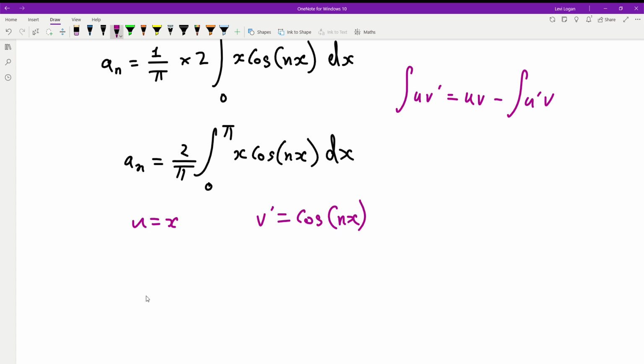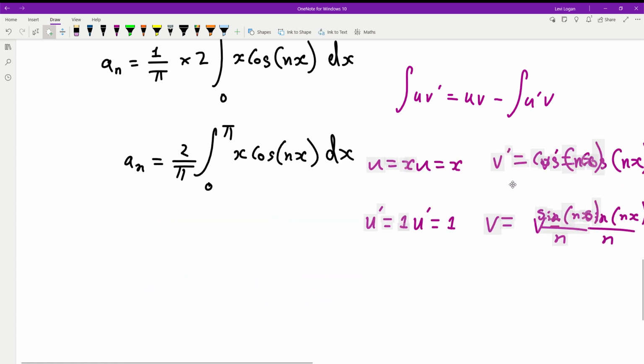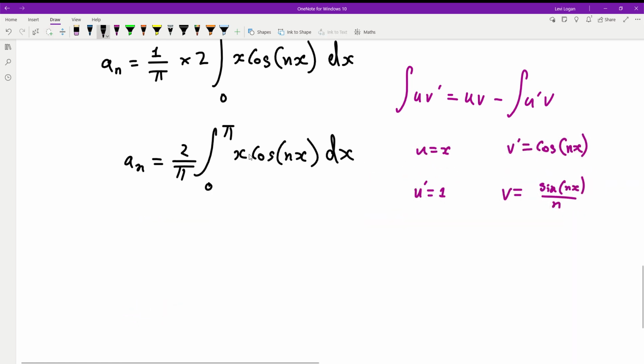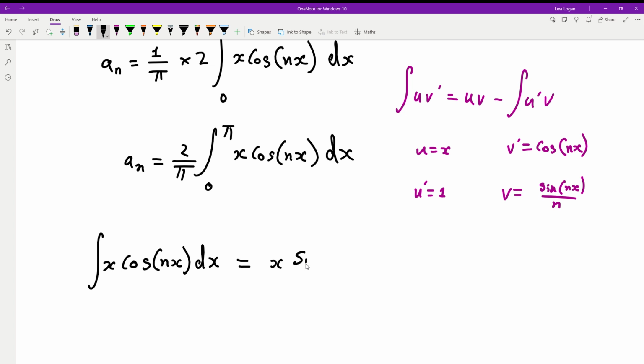So all we've got to do now is work out what u dash and v are. Differentiating x, you get 1. Integrating v dash, the integral of cos is sine, so sine of nx, but you have to divide by the derivative of nx, which is just n. So that's where we get that from. Writing this into the formula, the integral of x cos of nx is u times v, so x times sine of nx over n, minus the integral of u dash, which is 1, times v, which is sine nx on n dx.